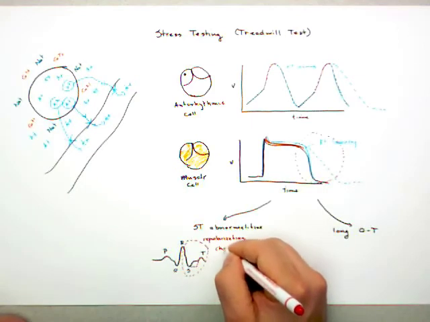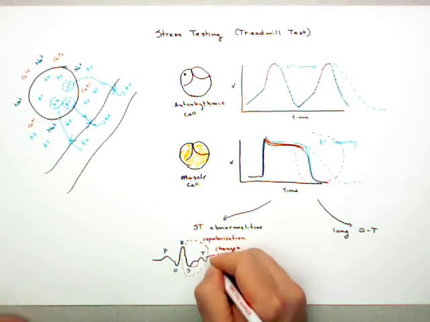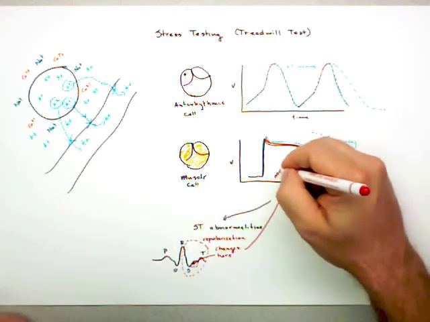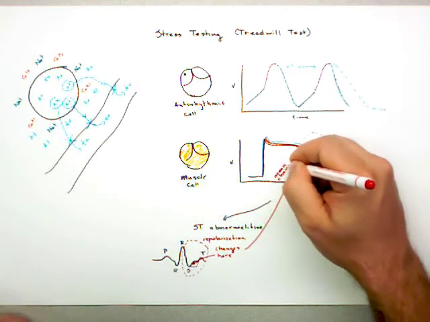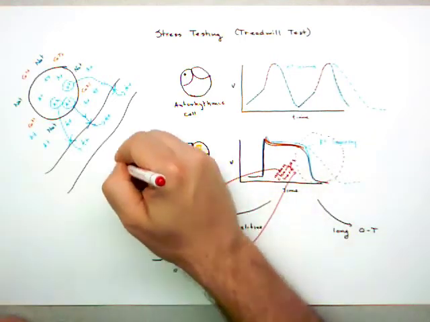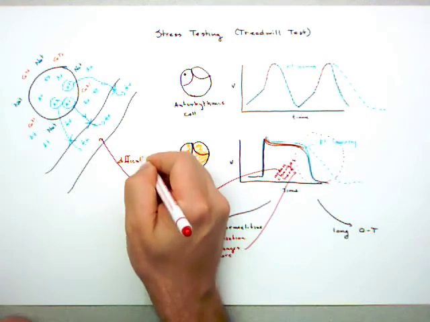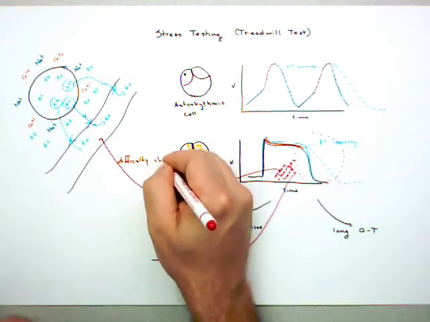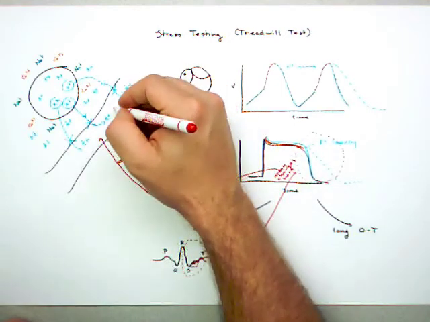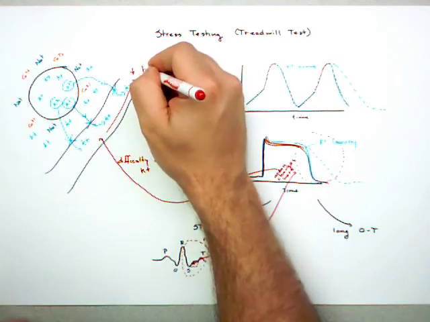So changes here, I'll just go ahead and draw it right on here. Changes here mean changes here, which means difficulty clearing potassium, which means decreased blood flow.